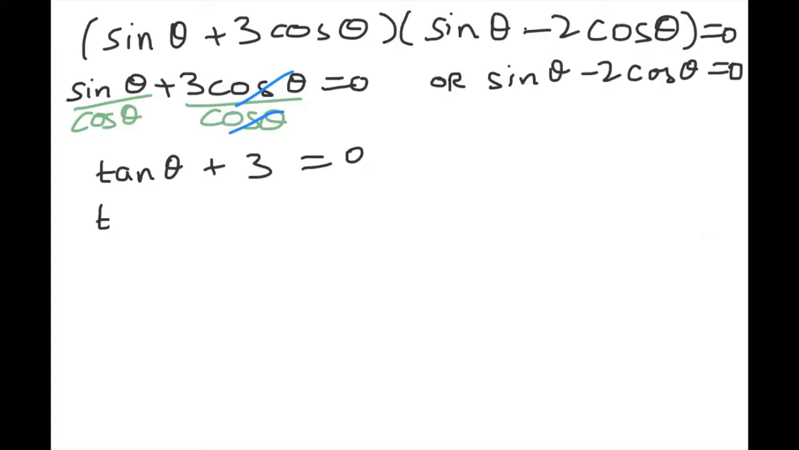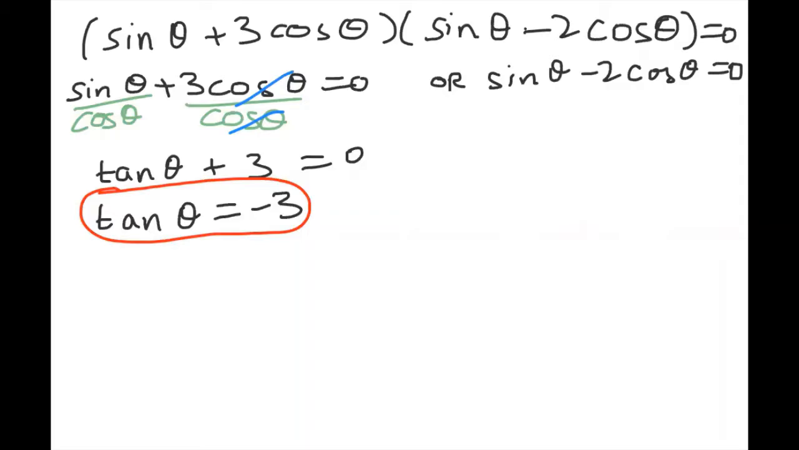And then tan theta equals minus 3. So that's the first one that we have. Just keep this in mind. Let's do the right side. While we're at it, let's also divide by cos, just like to keep everything constant.